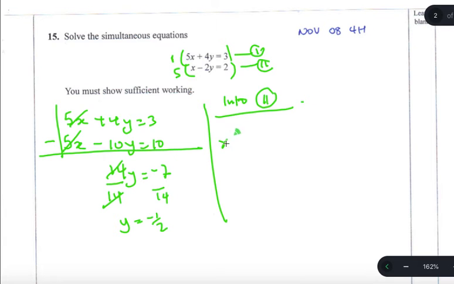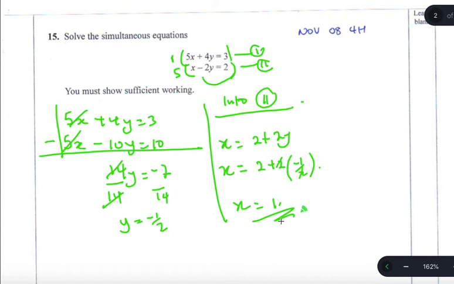So x is equal to 2 minus 2y. Just taking the 2y the other side will be a plus. So now x will be 2 plus 2 into negative a half, like that. So the 2 cancels with that 2. So 2 minus 1, x will be 1. Okay, x will be 1, and these are the answers.